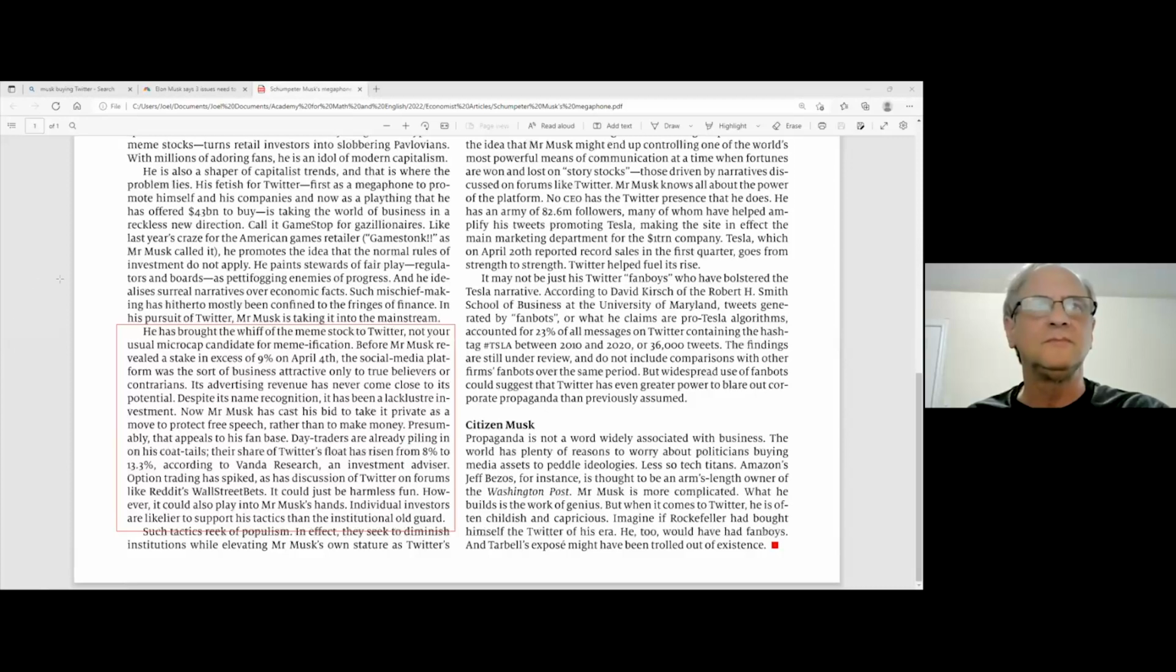He has brought the whiff of the meme stock to Twitter, not your usual microcap candidate for memeification. Before Mr. Musk revealed a stake in excess of 9% on April 4th, the social media platform was the sort of business attractive only to true believers or contrarians. Its advertising revenue has never come close to its potential. Despite its name recognition, it has been a lackluster investment. Now Mr. Musk has cast his bid to take it private as a move to protect free speech rather than to make money. Presumably, that appeals to his fan base.